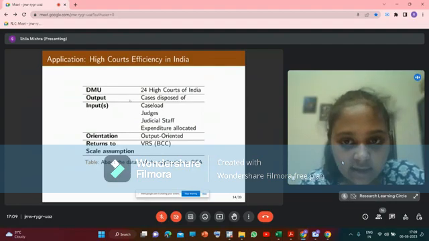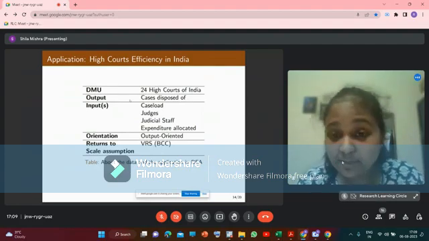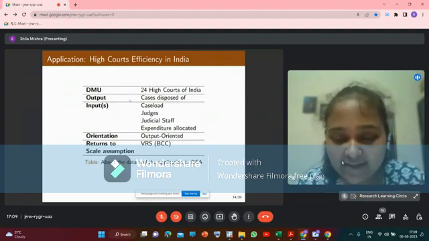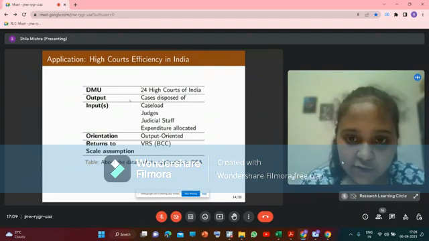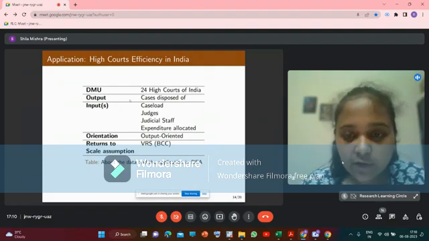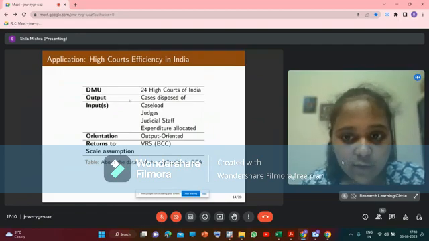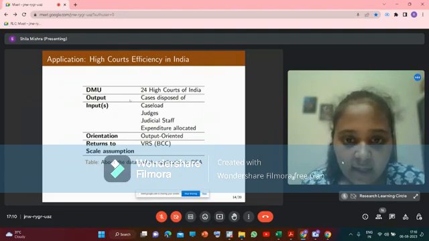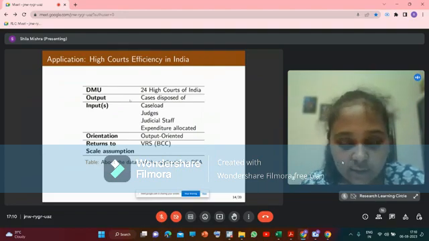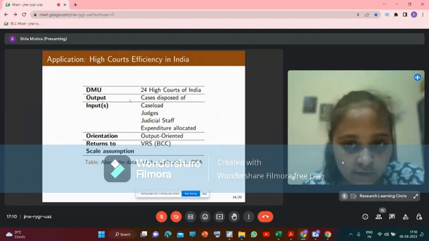So now in this context, I'm just focusing on the efficiency of high courts in India. Based on the data available so far, we have just 24 high courts in India. There are high courts in two other states, however, the data on both of them were not available for the year that we had considered. So the decision making units in our current context would be the high courts in India, and there are 24 decision making units. The outputs in the current context would be the cases disposed of by the courts.